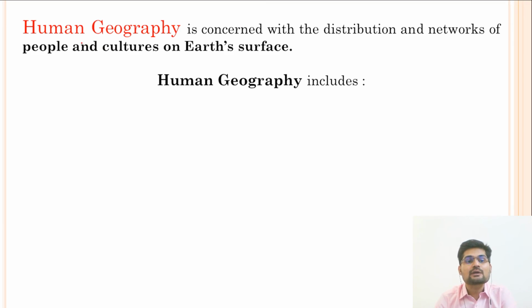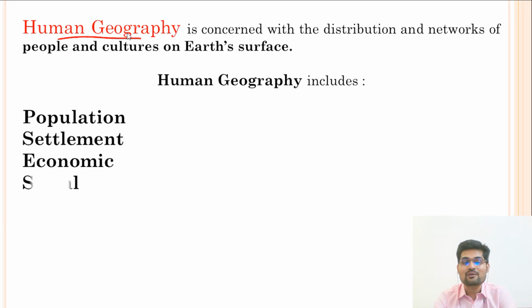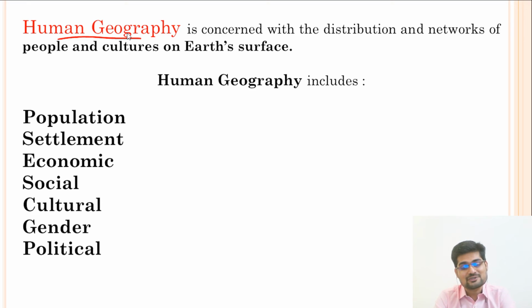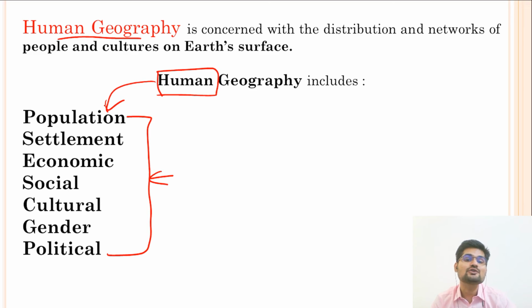Now let's look at human geography components as well. So what does human geography include? Population, settlement, economic, social, cultural, gender, and political geographies. All these components are only talking about those spaces where the connotation is related to human beings. Everything here is related to human beings and how they are interacting on the Earth's surface that we talk about in physical geography. So that's where we change the component to human geography.